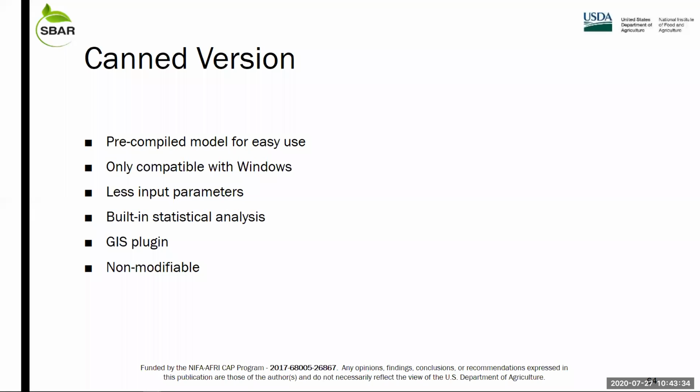Okay, so first of all, that canned version. Like you said, it's pre-compiled, easy to use, easy to teach someone pretty quickly how to use it. It doesn't take a whole lot of parameters. So compared to the other version, it requires, let's say 30 versus, it's much less customizable, but it makes it more easy to use and robust. It also has a GIS plugin, which is useful for simulating different parts of your field at any given time. But as I said before, you can't really change it. Next.